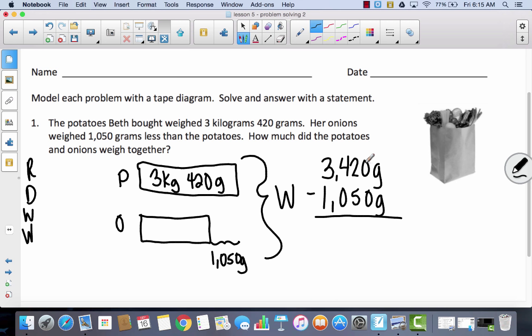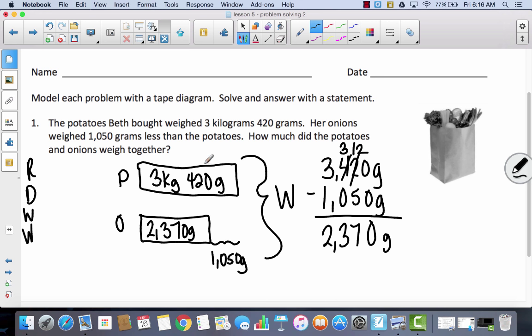So I can subtract in the ones, but I cannot subtract in the tens. So I'm going to go ahead and decompose and make this 3 hundreds and 12 tens. I'm ready in the hundreds and I'm ready in the thousands. So I'm just going to go ahead and subtract. I have 0, 7, 3, and 2. So I have 2,370 grams. So that's how much the onions weigh, 2,370 grams. So now I'm ready to answer this question.